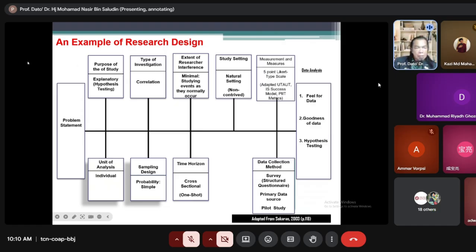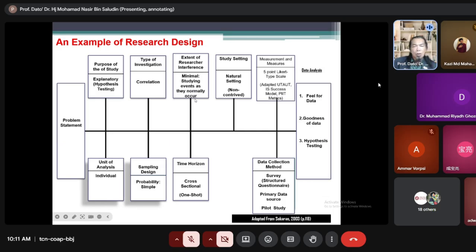That is the problem statement. You have the purpose of the study, explanatory hypothesis testing, and then from there, unit of analysis, individual. Type of investigation, correlation. Correlation means the relationship between one variable and another variable. If the regression is also about correlation, sampling design, probability sample, and then extent of research interference, minimal.